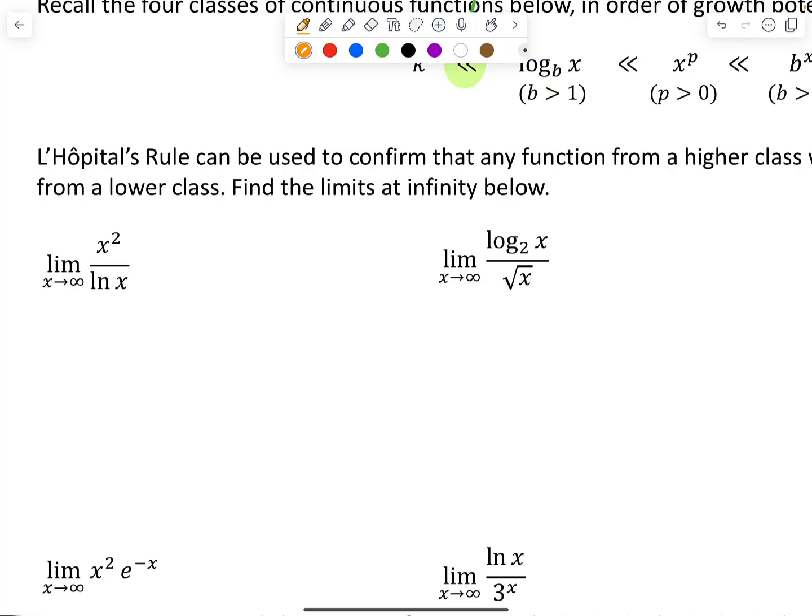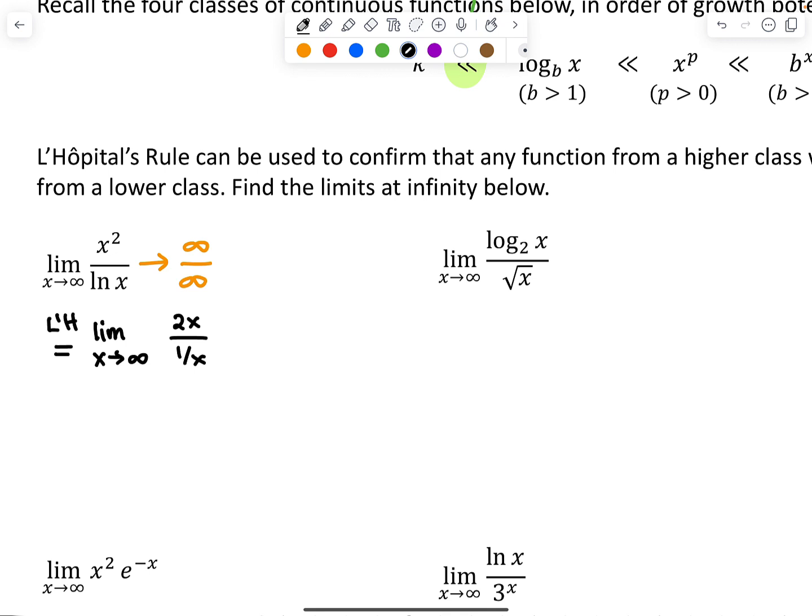As x approaches infinity, so does x squared. As x approaches infinity, so does natural log of x, although natural log of x approaches infinity very slowly. But this infinity over infinity is a quotient indeterminate, and it's a trigger for L'Hopital's rule. So instead, we'll do the exact same limit, and I'll differentiate the numerator, which is 2x, and I'll differentiate the denominator, which is 1 over x.